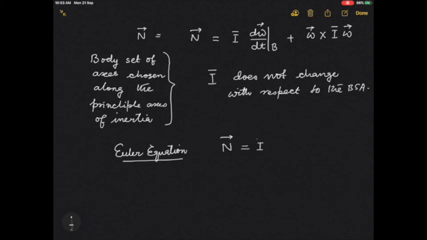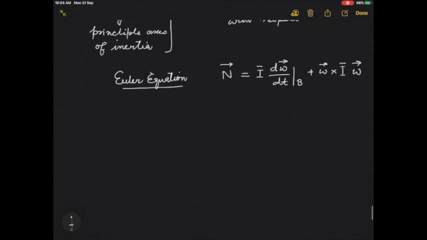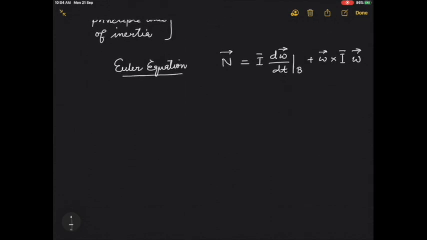This is called Euler equation for two reasons, because this is something which is equivalent to Newton's law for rigid body. And just like Newton's second law, this is the Euler's equation for rigid body. But this is also the equation that you will get if you would have used the Lagrangian method, and this would come out to be the Euler-Lagrange equation.